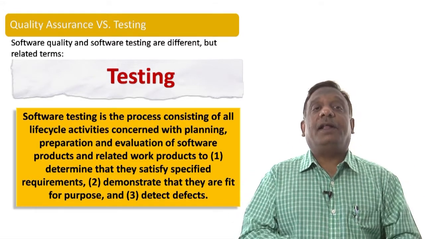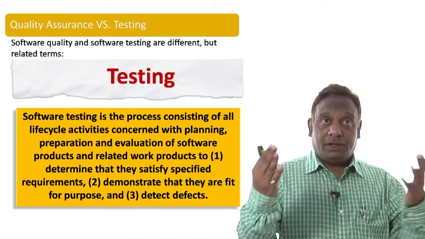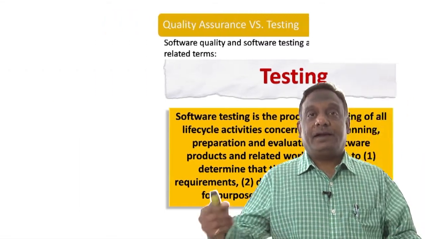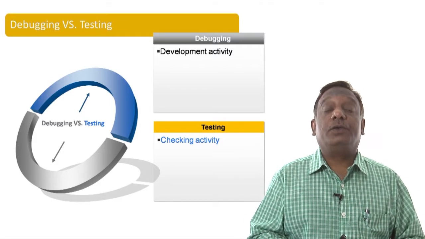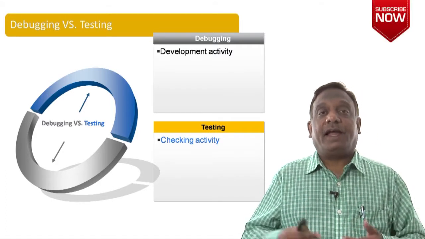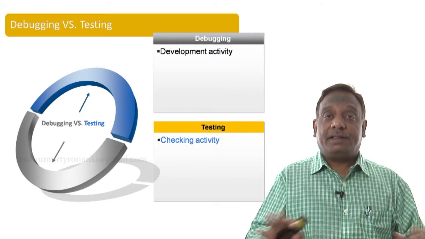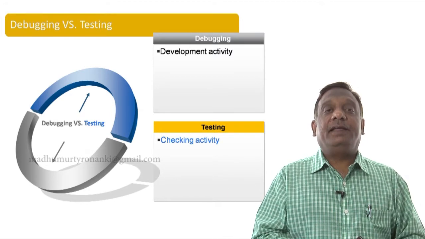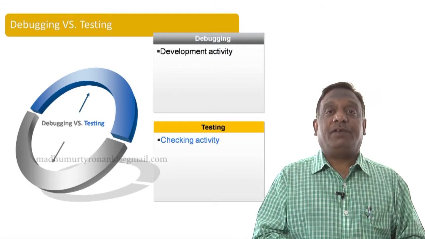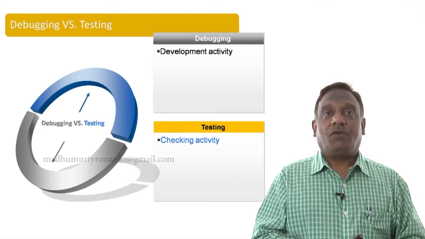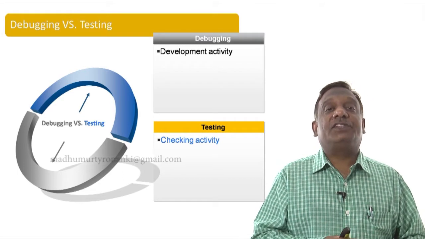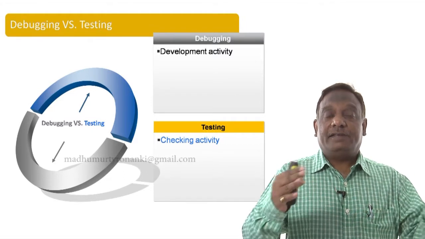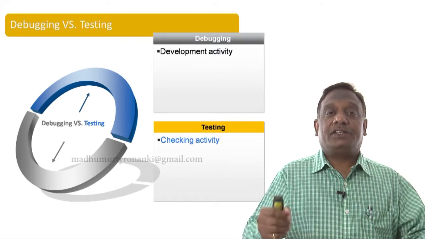The next terminology that is very important for every professional test engineer to understand clearly is the difference between debugging and testing. Again, these two words are used by both developers and testers in an interchangeable manner, but they are not interchangeable. They are two different words. Debugging is an activity performed by developers. It is a development activity, whereas testing is a checking activity. So development is a creation activity, debugging is a development activity, and testing is a checking activity.